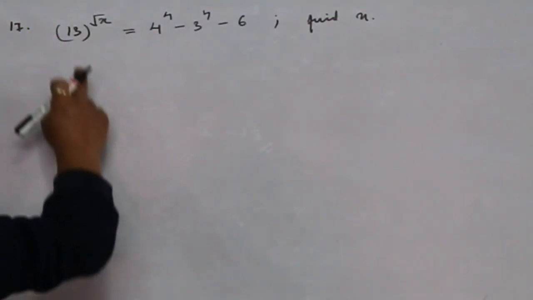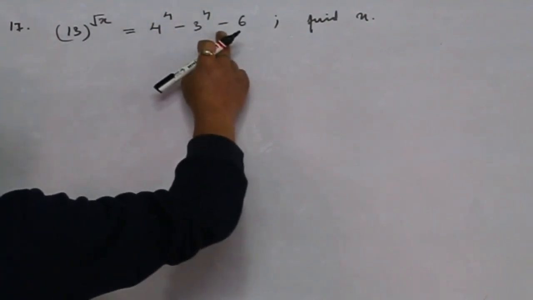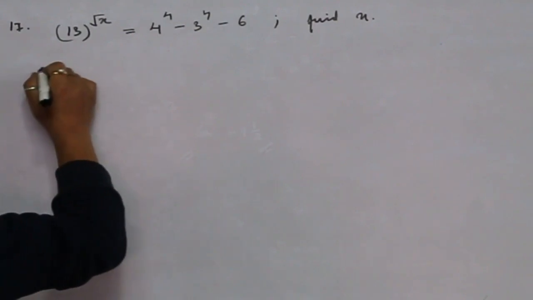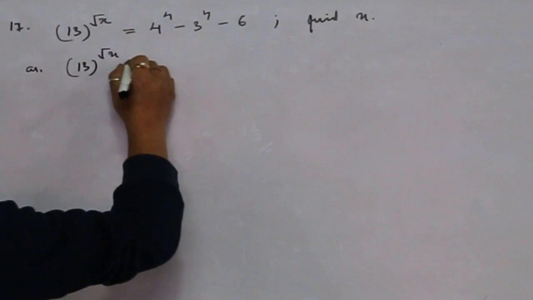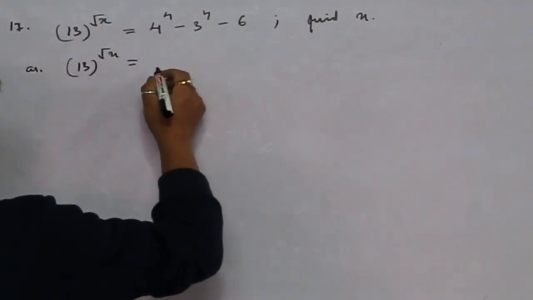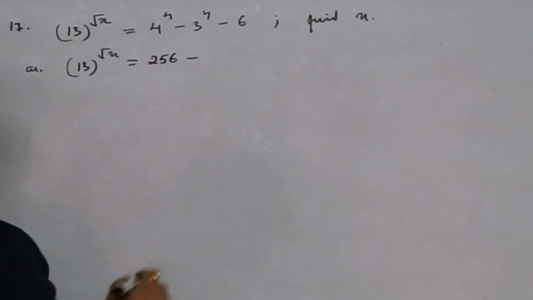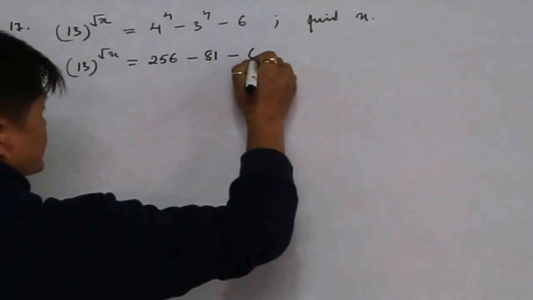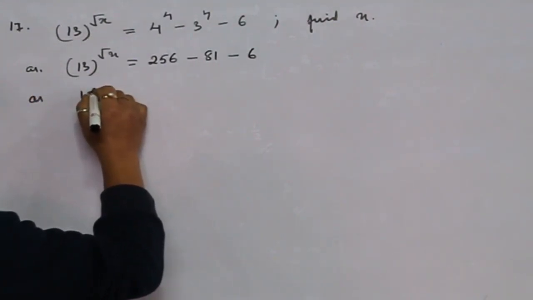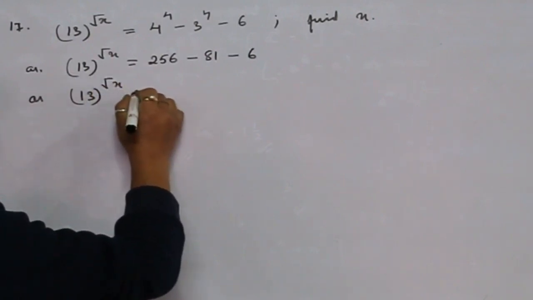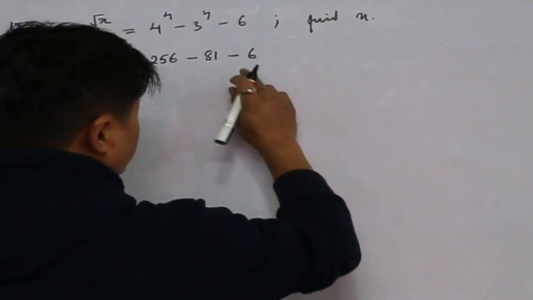Similar question we have: 13 to the power root under x is equal to 4 to the power 4 minus 3 to the power 4 minus 6. So this can be written as 13 to the power root under x is equal to 4 to the power 4, which is 256, minus 3 to the power 4, which is 81, minus 6. This will give you 13 to the power root x is equal to 256 minus 81 minus 6.